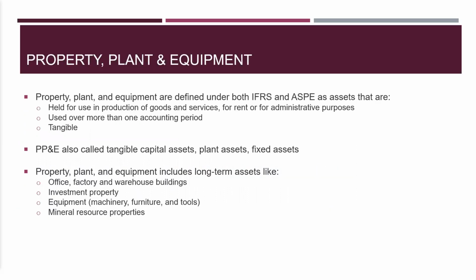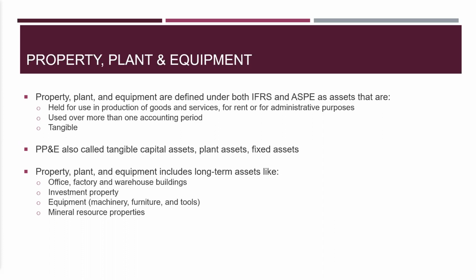Property, plant, and equipment is defined the same under IFRS and ASPE standards. The two criteria that we need to consider are, first, are these assets used for generation of sales? If they are held for use in production, helping the business generate revenue, then they can be classified as property, plant, and equipment. The other criterion is the life of the asset. If the life of the asset is over 12 months and the asset is helping the business generate revenue, then both criteria are met, which means we are looking at a property, plant, and equipment item.